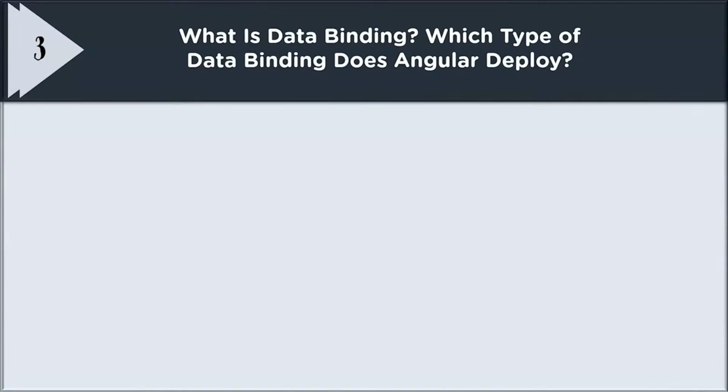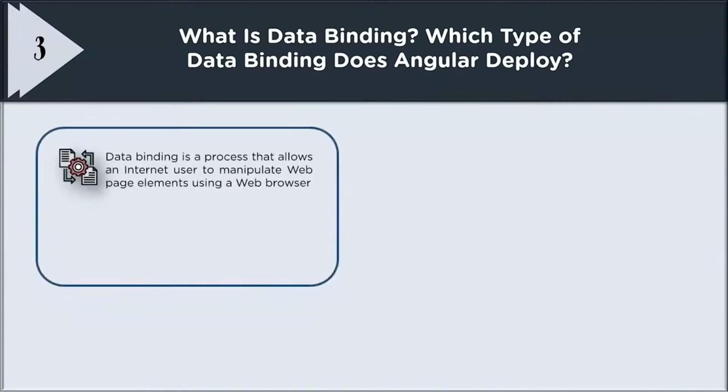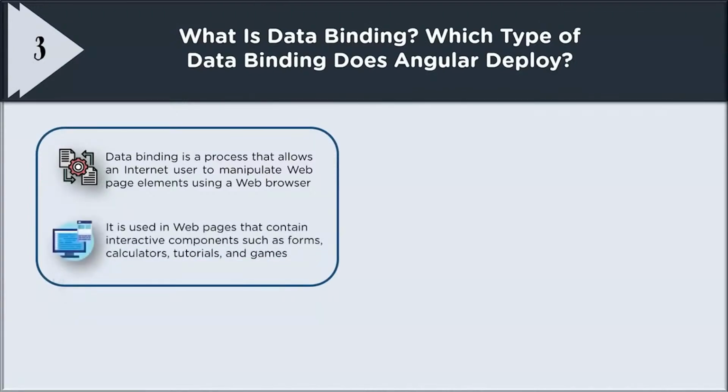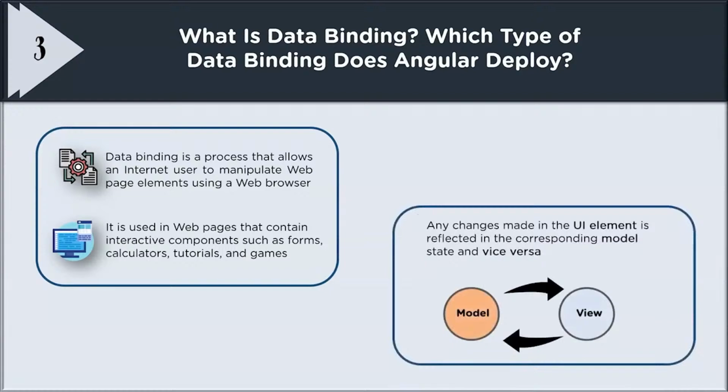Moving on to our third question, what exactly is data binding and which type of data binding does Angular deploy? Now, data binding is a phenomenon that allows any internet user to manipulate web page elements. Now, it generally uses dynamic HTML and does not require any complex scripting or programming. We use data binding in pages that contain interactive components such as forms, calculators, tutorials, and games. Data binding makes incremental display of a web page more convenient. When it comes to Angular, it uses the two-way data binding.